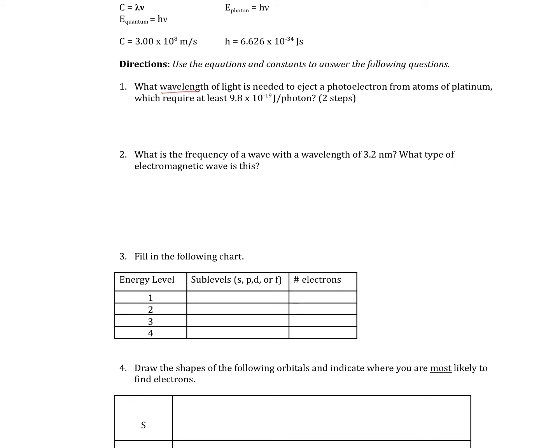I'm trying to find the wavelength of a light, and I'm given a unit of joules, which is energy. So I'm given energy, but I'm trying to find wavelength, which is lambda. And as we can see, we don't have lambda and E in any of the equations. So that means it's a two-step problem.